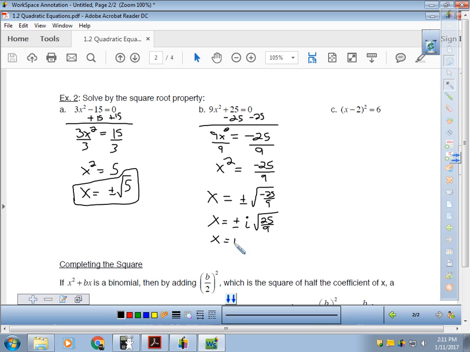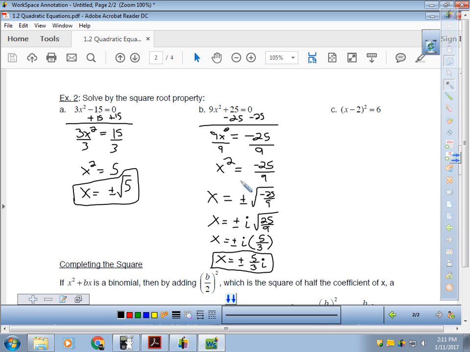And then we can actually do this a little bit further. So we have i times, what's the square root of 25? Well, the square root of 25 is 5. What's the square root of 9? It's 3. So we really have plus or minus i times 5 over 3, which we can say is x equals plus or minus 5 over 3 i. Now, this one you really can't check in the calculator because the calculator can't handle imaginary numbers, but trust me, it does work.